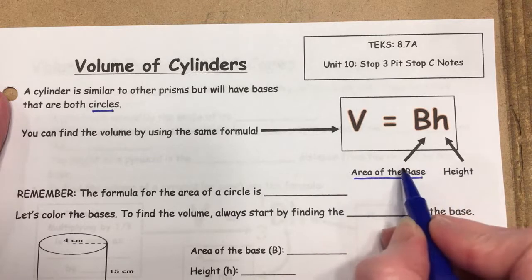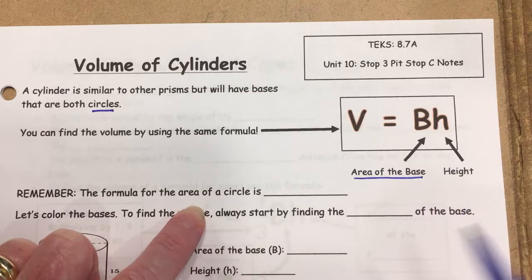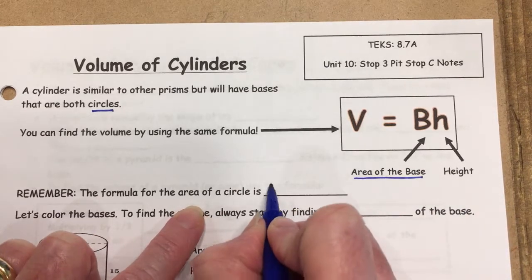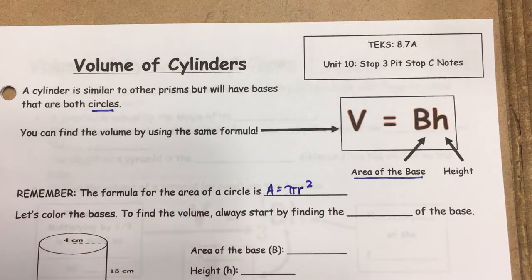If the base of a cylinder is going to be a circle, then you're going to need to know how to find the area of a circle. So that formula is pi times the radius squared. Keep that in mind.